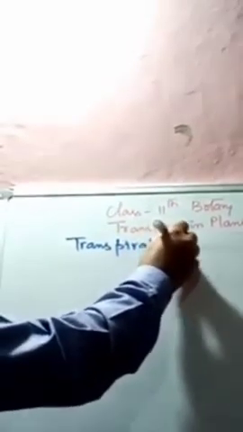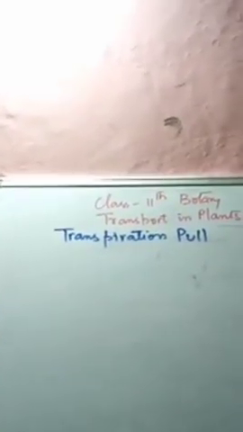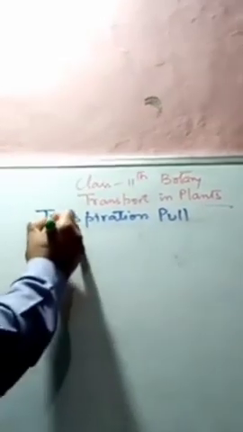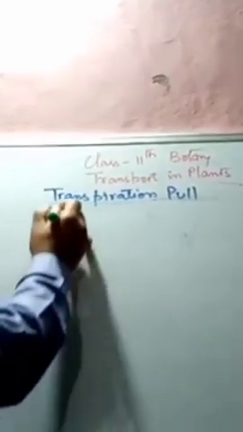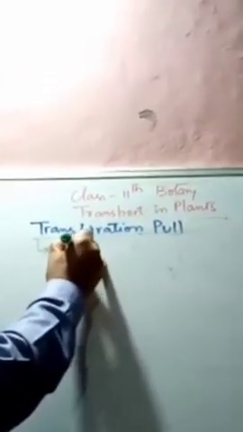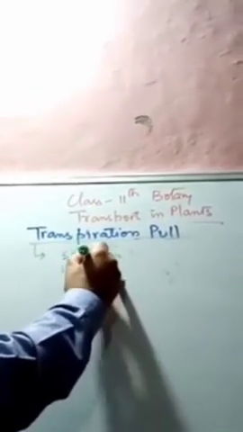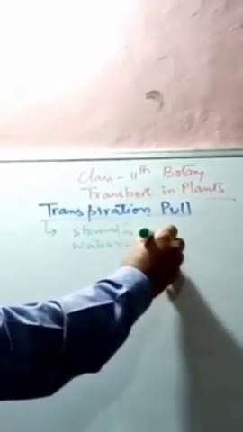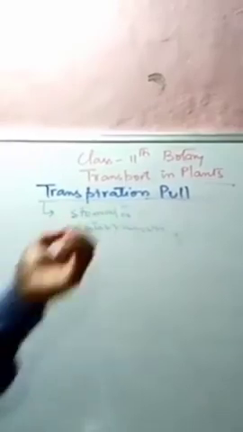Transpiration pull. Here we are mainly concerned with transpiration. What do you mean by transpiration? Transpiration is the loss of water from the aerial parts of the plant through stomata in the form of water vapors. In guttation, water is lost in tiny droplets through hydathodes, but here water is lost in the form of water vapors through stomata.